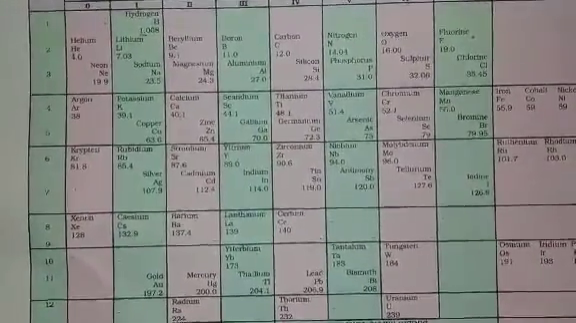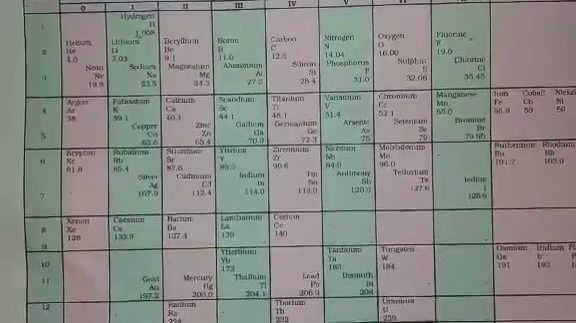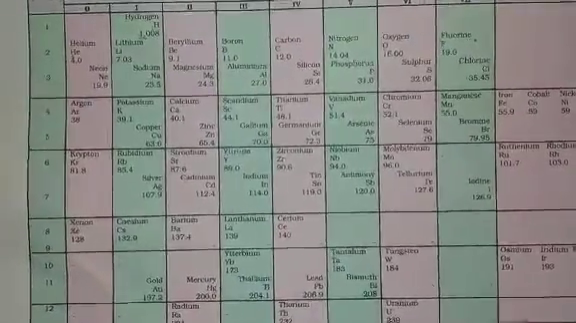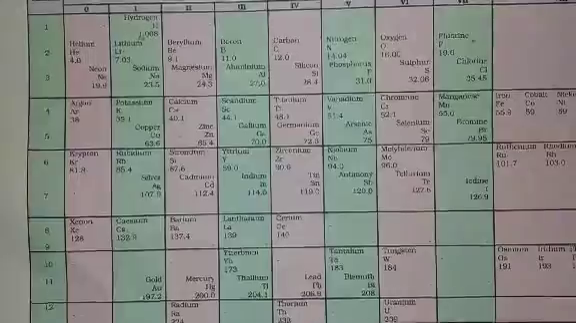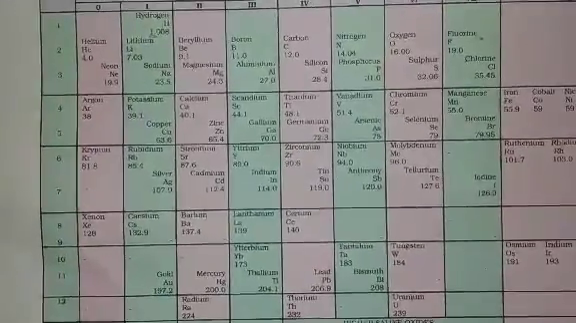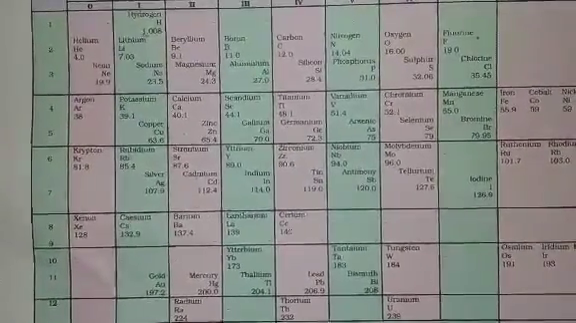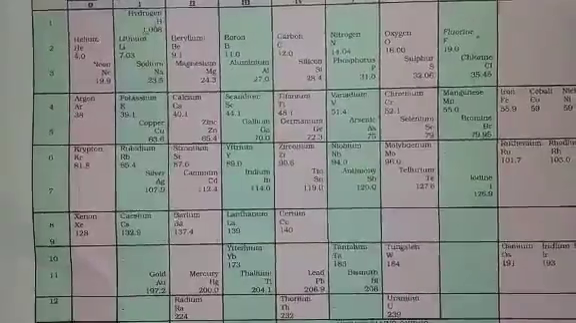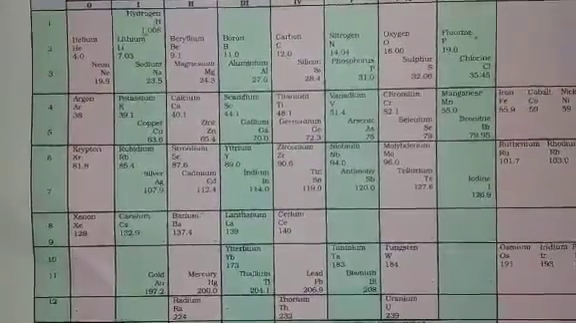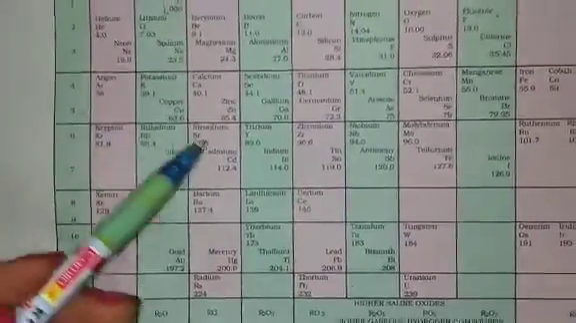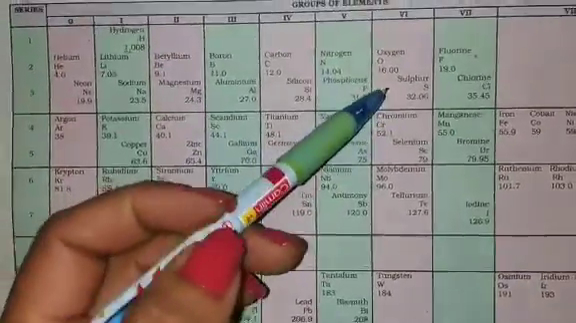However, since he was very intelligent, he realized that there was a limitation, and that some elements had properties which do not quite match up, for example, let us see here, tellurium and iodine.